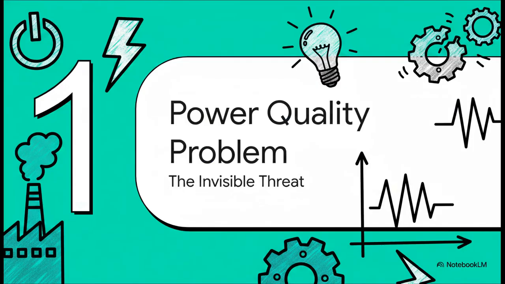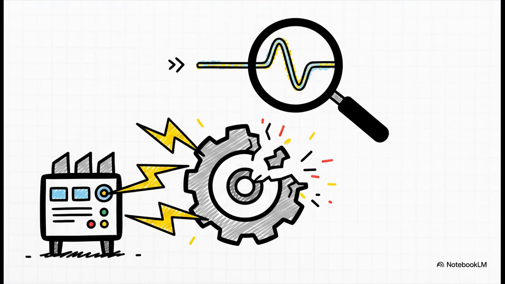Okay, Section 1, the power quality problem, the invisible threat. The reality is pretty simple. If you have VFDs operating out on your floor, you are inherently generating harmonics. These aren't just minor little inefficiencies. They significantly degrade your power quality. Left unchecked, these nonlinear loads risk severe equipment damage, nasty unplanned downtime, and, of course, falling out of compliance with standards like IEEE 519. It's a serious problem, and it requires targeted, deliberate mitigation.